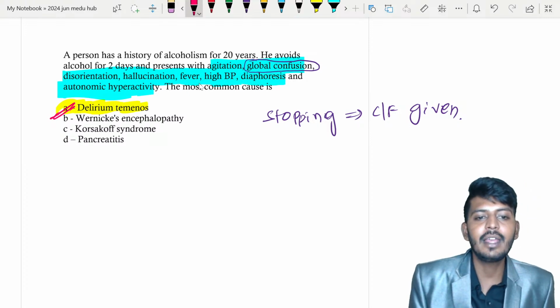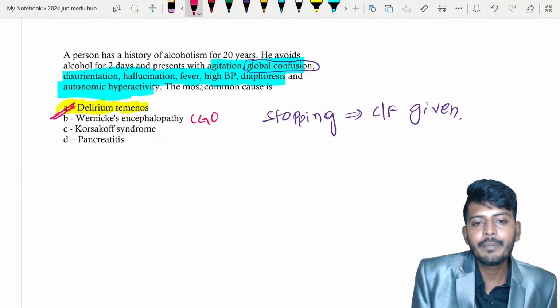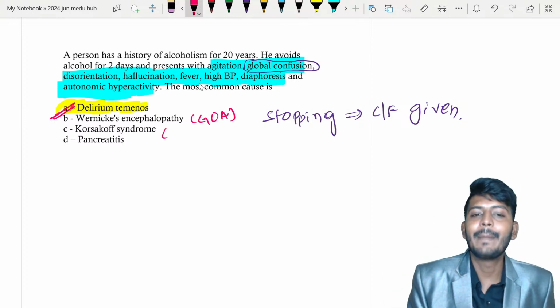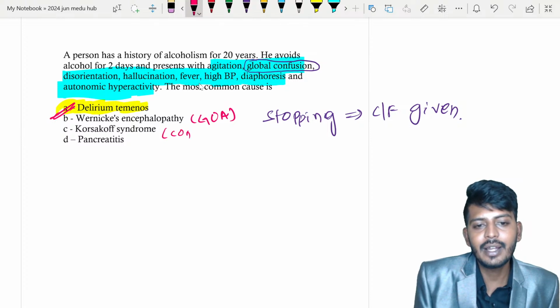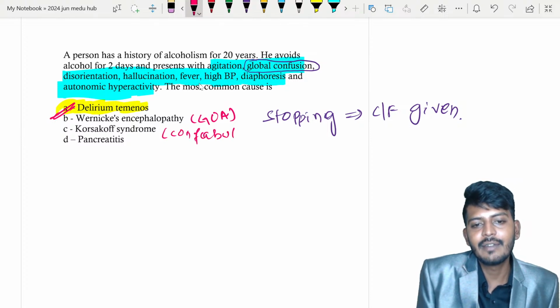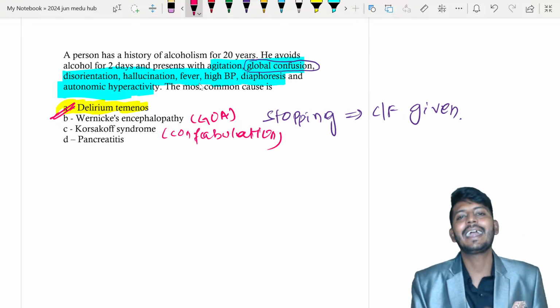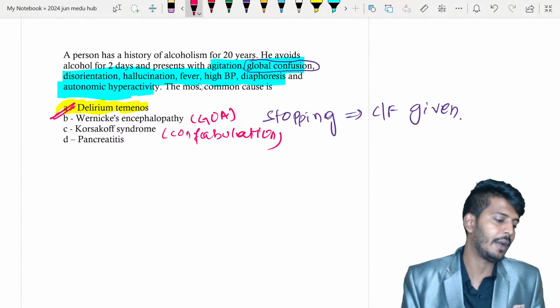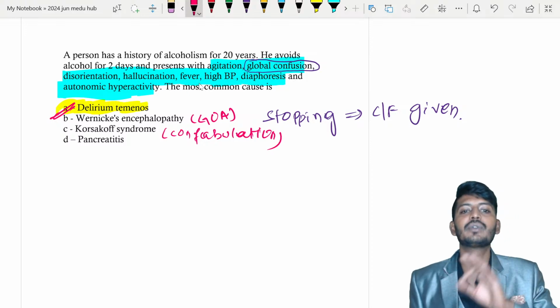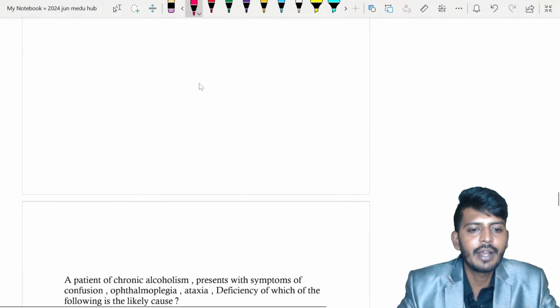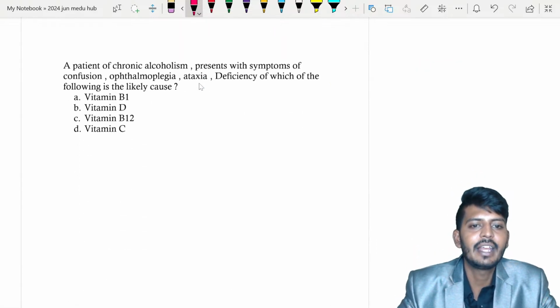Wernicke's encephalopathy, what will you get? GOVA. And false filling of memories, confabulations, are seen with Korsakoff syndrome. Pancreatitis would have presented with abdominal pain, not complaints of disorientation. So this is the story of delirium tremens. Let's move ahead to the next one.